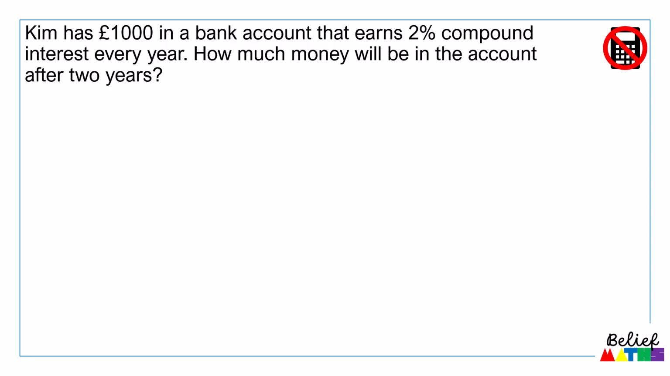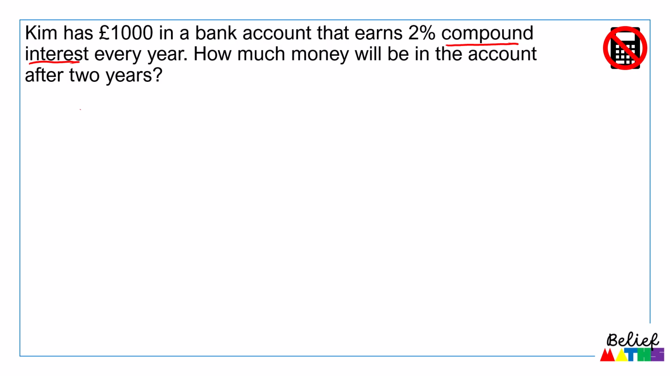Now the next question says Kim has £1,000 in the bank account that earns 2% compound interest every year. Now compound interest is the difference here, and it asks us to then work out the amount after 2 years. What that means is we find 2% and then we add it on to our £1,000, and then we find 2% of our new amount and then we add it on. Now this is more often a calculator question than a non-calculator question, but it could come up as a non-calculator question, which is why we've got one example of those.